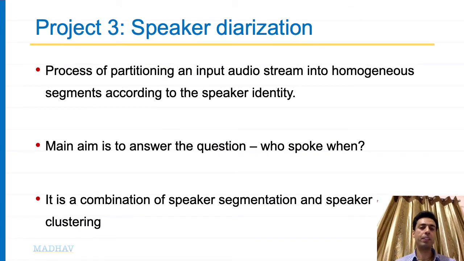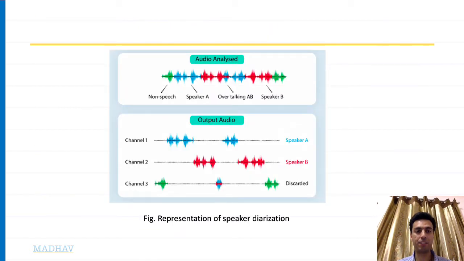Then the third project could be on speaker diarization, basically the process of partitioning an input audio stream into homogeneous segments according to the speaker's identity. So the question we answer here is who spoke when. So it involves both speaker segmentation and speaker clustering. Okay, I will give you an example. So let's say there is a meeting happening, nobody is speaking, then speaker A speaks up, then speaker B speaks up, then speaker A speaks, speaker B speaks, then nobody speaks.